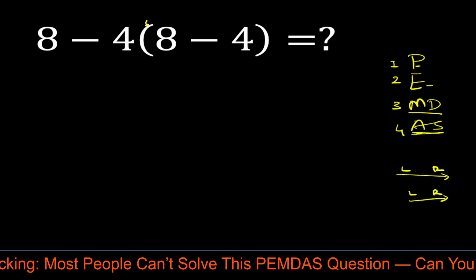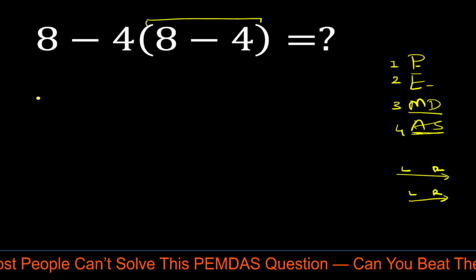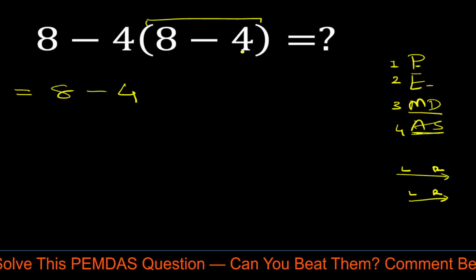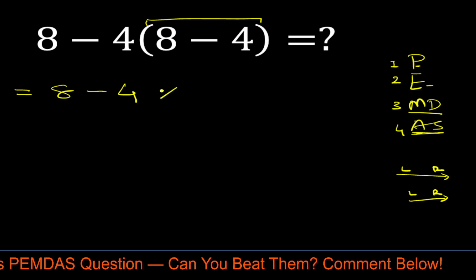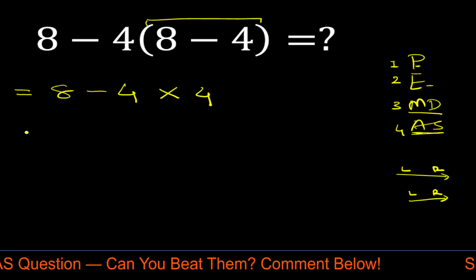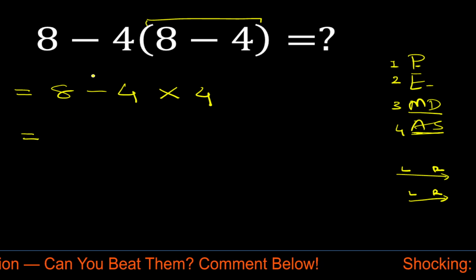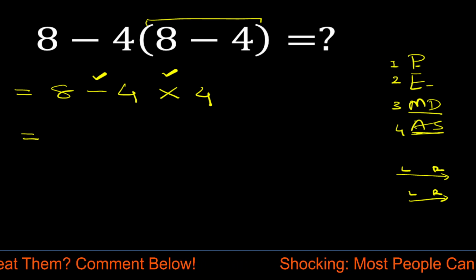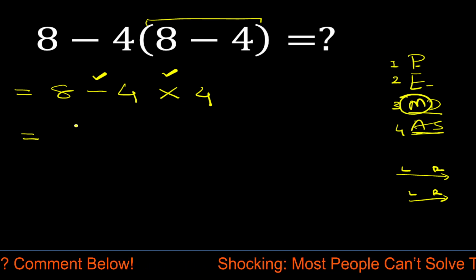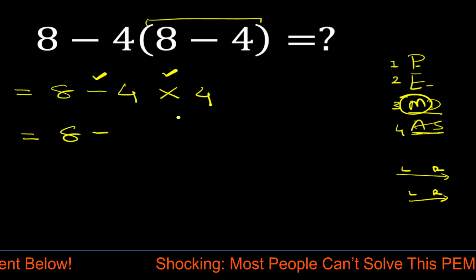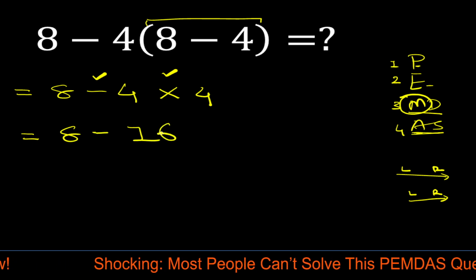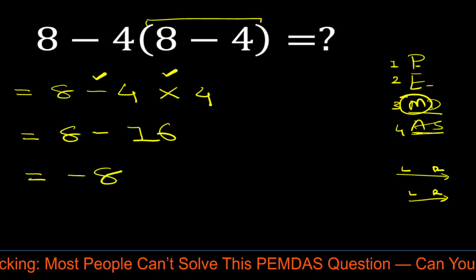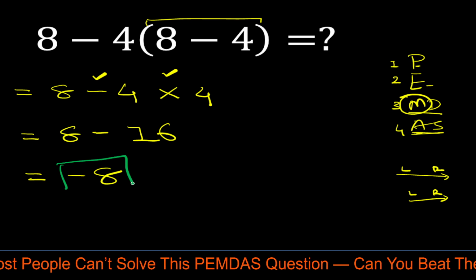So in this question, first we have to solve this parenthesis, right? So now 8 minus 4. Now solve this parenthesis. 8 minus 4 is equal to 4. So multiply 4, right? Now here we have one subtraction and here we have one multiplication. So according to PEMDAS rule, first we have to solve multiplication, right? So 8 minus 4 times 4 is equal to 16. So 8 minus 16 is equal to minus 8. So the correct answer is minus 8, right?